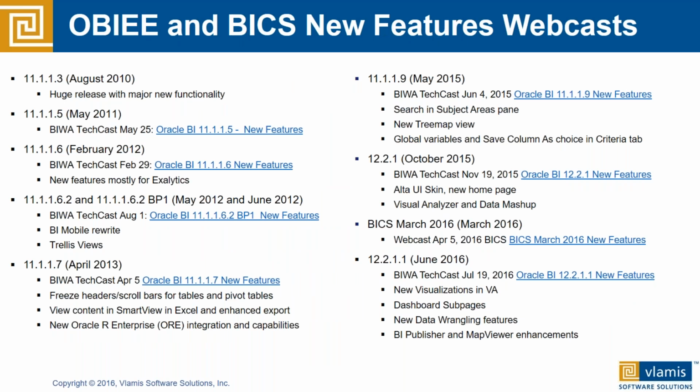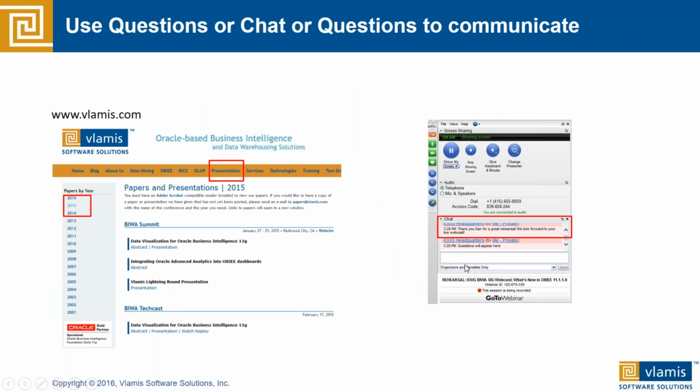This is in a series of webcasts that we have in case you're interested. Frankly, I use this when we're working on consulting projects to look back and see when was that feature introduced when clients are on various releases. If you go to our website at vlamis.com and click on the papers and presentations, you'll see a series of webcasts on really all the Oracle BI releases starting with 11.1.1.5. And then we also are expanding that to include the BI Cloud Services releases, and you'll see lots of other examples of those as well.